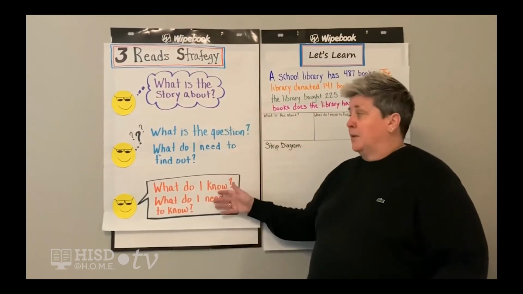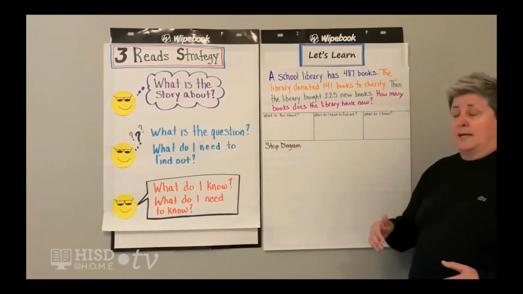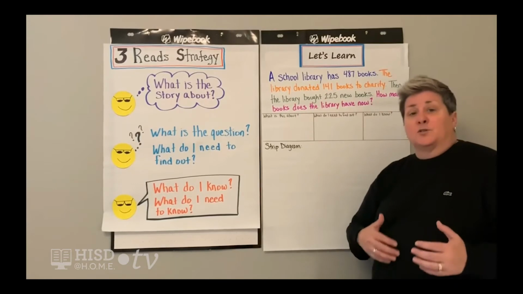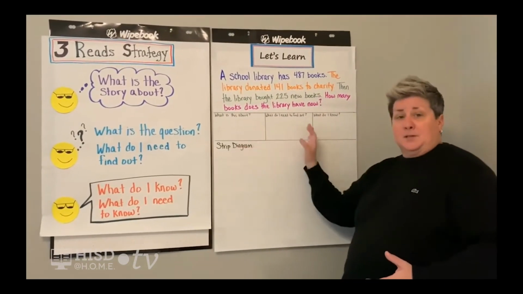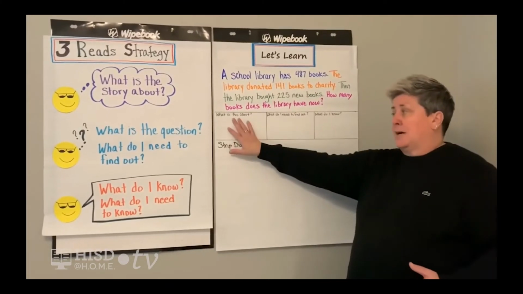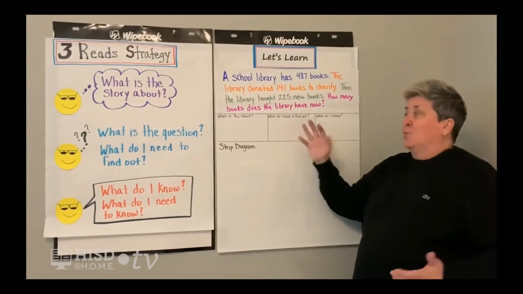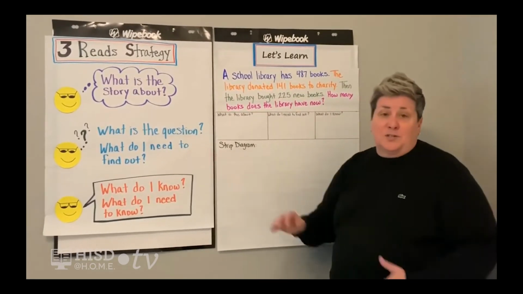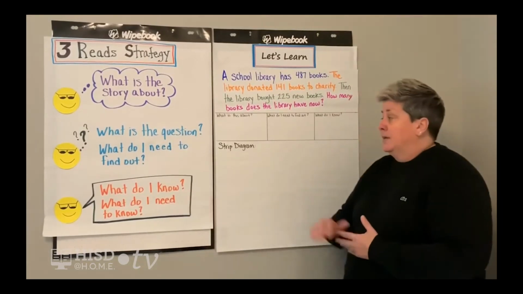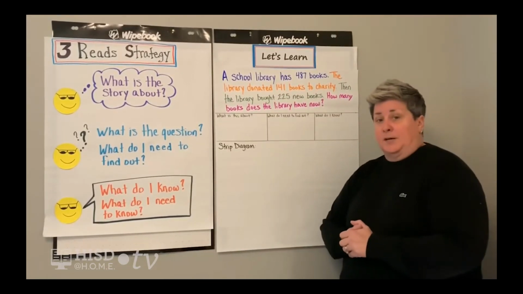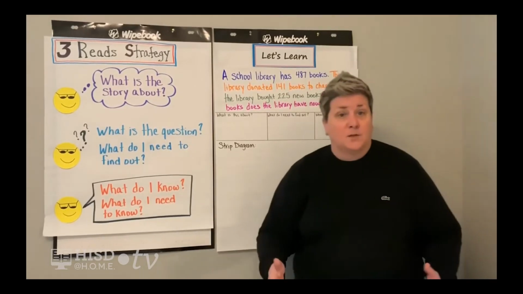So let's apply this to our Let's Learn problem of the day. And before we get started, boys and girls, go ahead and pull out a clean sheet of paper and make this on your paper. In your first box, it's what is this about, which ties to our 3-read strategy. What do I need to find out, which is our second read, and what do I know, which will be our 3rd read. Then we're going to go ahead and build a strip diagram, and we're going to figure out how to solve this problem.